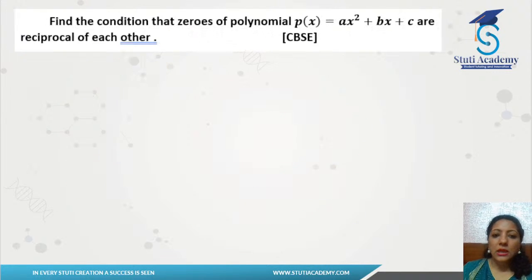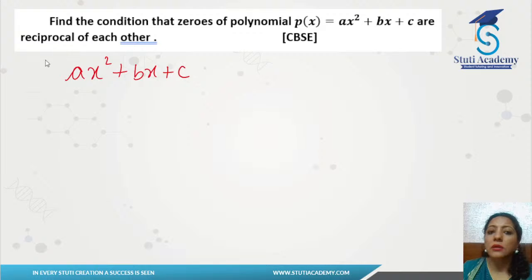Okay. Now, let us discuss the next question. Find the condition that the zeros of the polynomial ax² + bx + c are reciprocal of each other. So, we have to find a condition here. We don't have to solve for any values here. It's given to us that there are two zeros of the polynomial and one is reciprocal of the other. So, if one is alpha, the other one is 1 upon alpha.